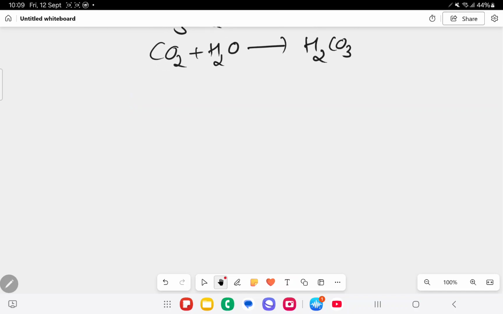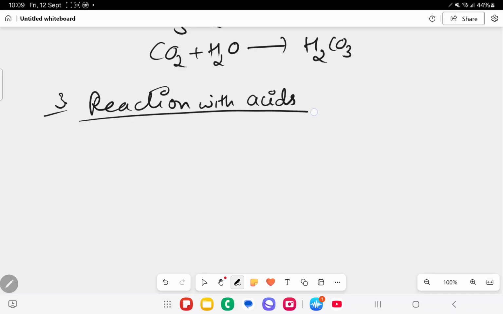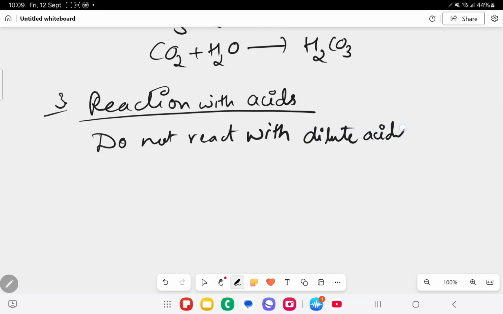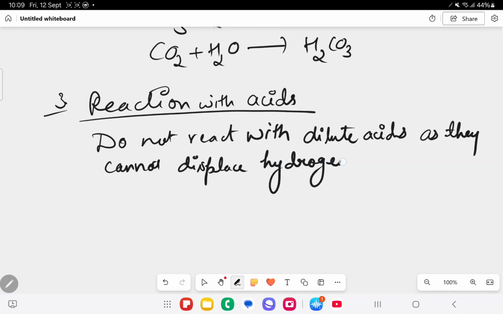Now third is reaction with acids. Non-metals do not react with dilute acids because they cannot displace hydrogen from acids.